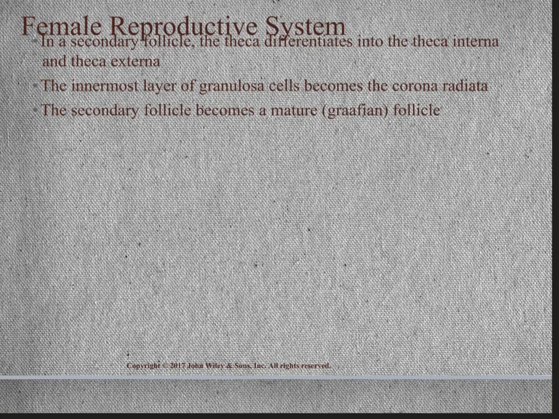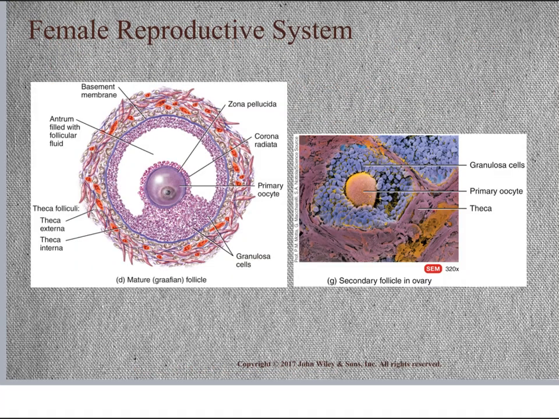The secondary follicles become a mature Graafian follicle. This is the last stage, the largest stage of the follicle before ovulation, as it pushes to the surface of the ovary. This is our mature tertiary or Graafian follicle. We have a nice fluid-filled antrum, right? So that antrum is filled with follicular fluid. We have that protective corona radiata, our primary oocyte. So we went from secondary oocyte to primary oocyte.